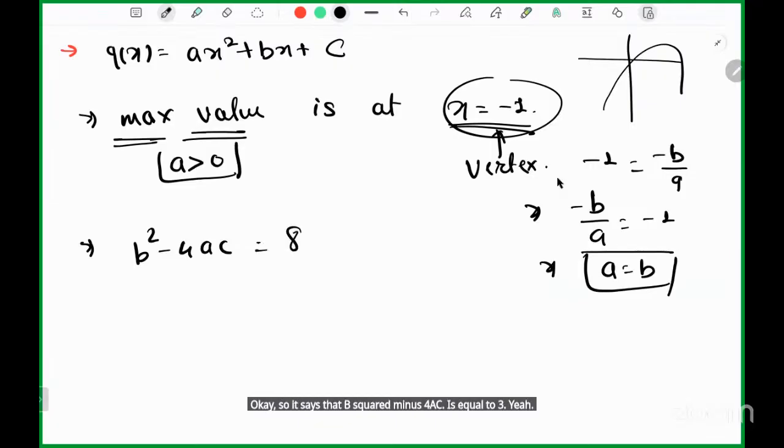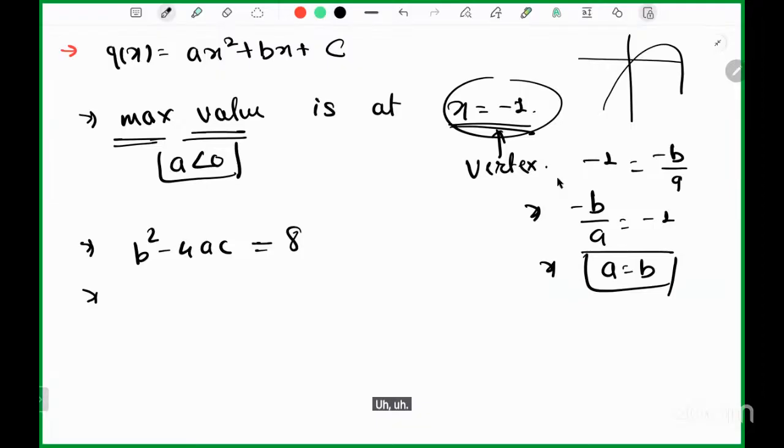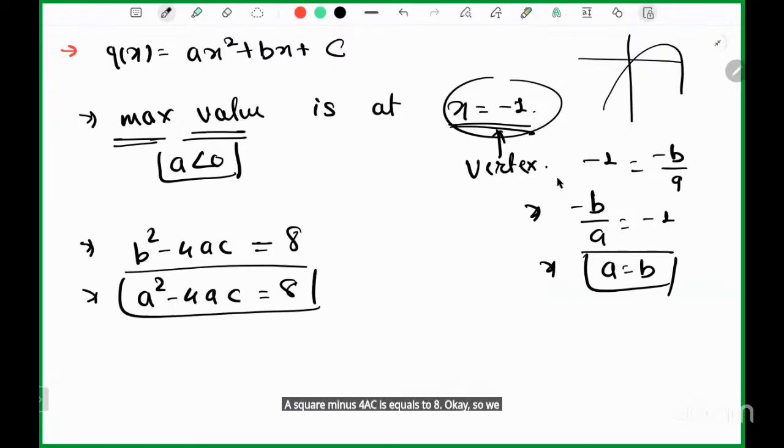Yeah, for a downward parabola, a must be less than 0. Sorry, yeah, a must be less than 0. Thank you, I missed that. Yeah, so a must be less than 0 and a equals b. So now we can substitute over here. We have some relation over a and b. So it says that a square minus 4ac is equal to 8. Okay, so we get this relation.